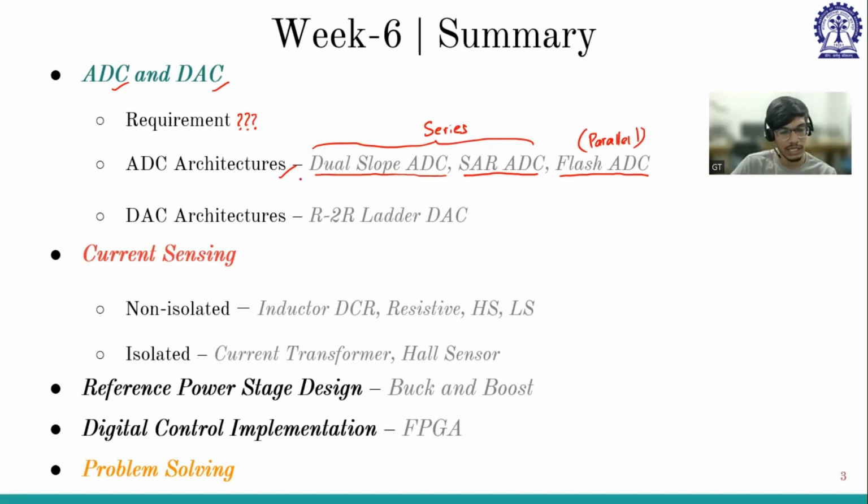In the DAC architectures, we discussed the R2R ladder DAC, how it works, and how we get the output relation with the bits. In current sensing, we discussed multiple architectures. First, non-isolated: inductor DCR and resistor sensing, and then high side sensing as well as low side sensing. High side is used for peak current mode control and low side is used for valley current mode control.